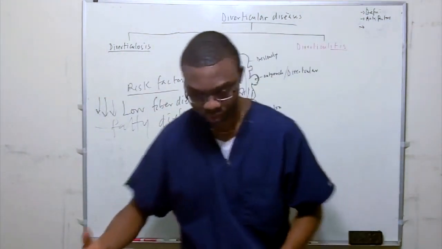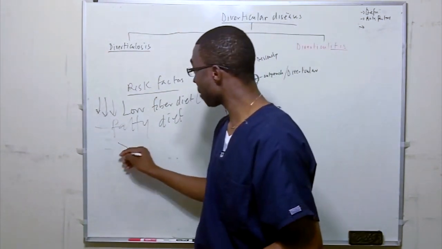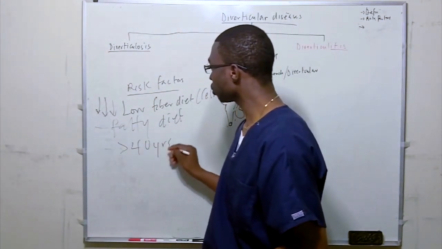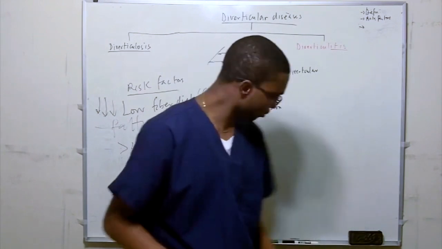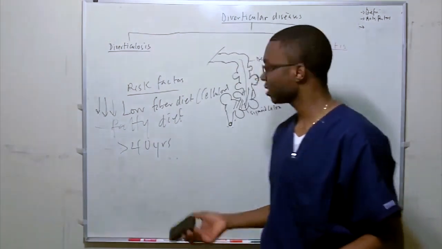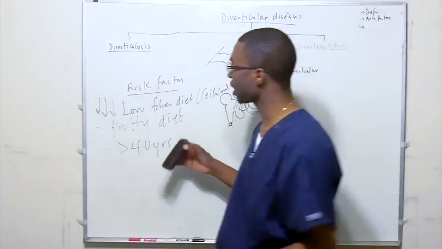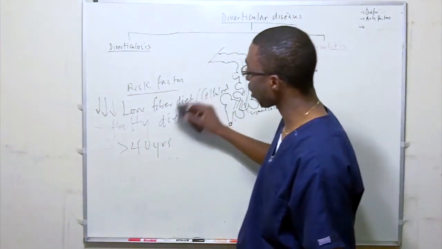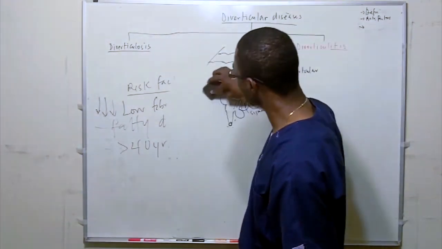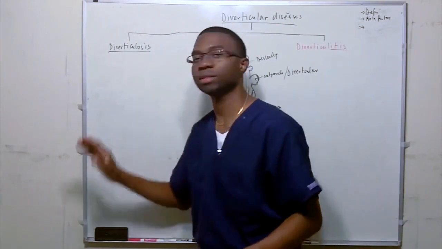We've talked about the risk factors. However, this usually happens in people greater than 40 years old. So you're not going to see a 10-year-old kid coming in, right? After 40 years of eating double cheeseburgers with no fiber in your diet, you're setting yourself up for this. And also constipation, not good. All right? So let's move on.